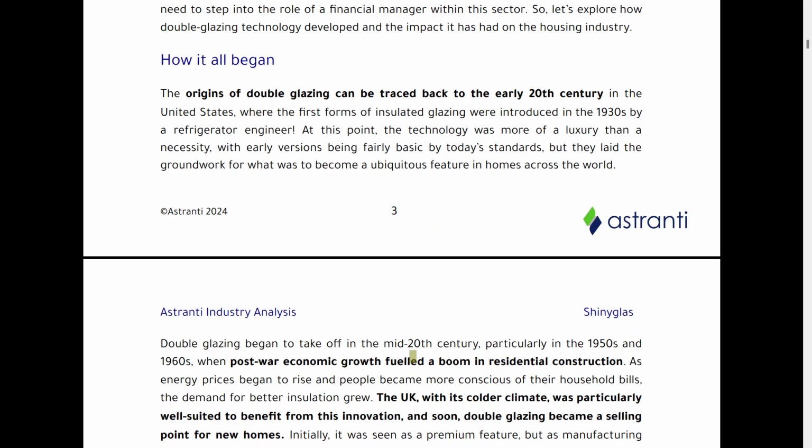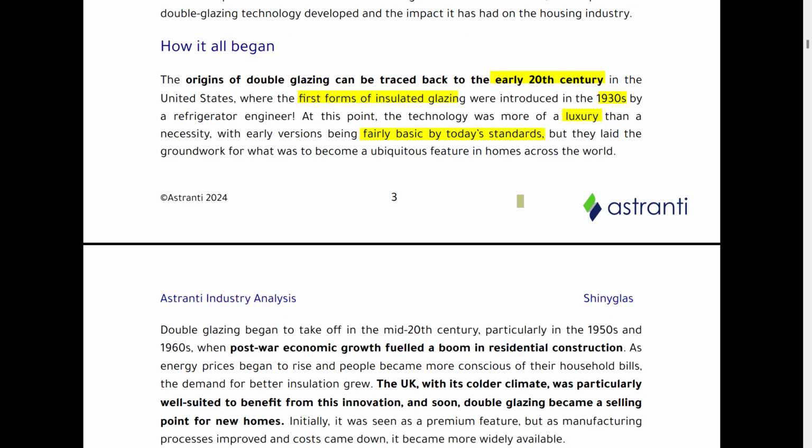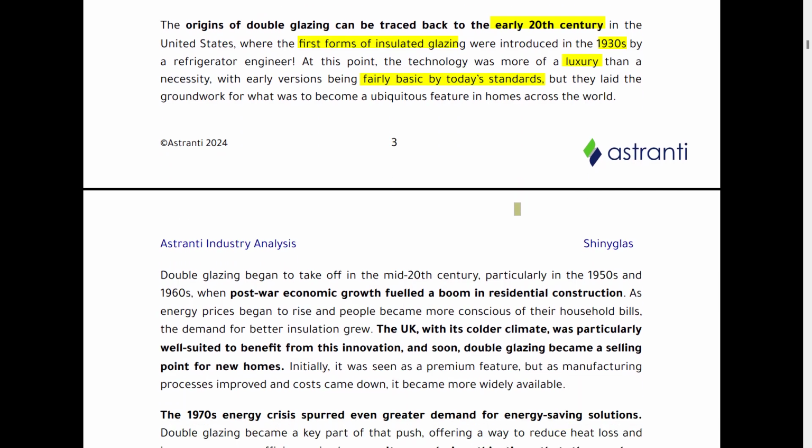So let's go back to the beginning. In the early 20th century, a US-based refrigerator engineer created the first forms of insulated glazing, and that was in the 1930s. At this point, the technology was more of a luxury than a necessity. It was fairly basic by today's standards. It was not the kind of thing that we come to think of now as double glazing. But then it really began to take off.